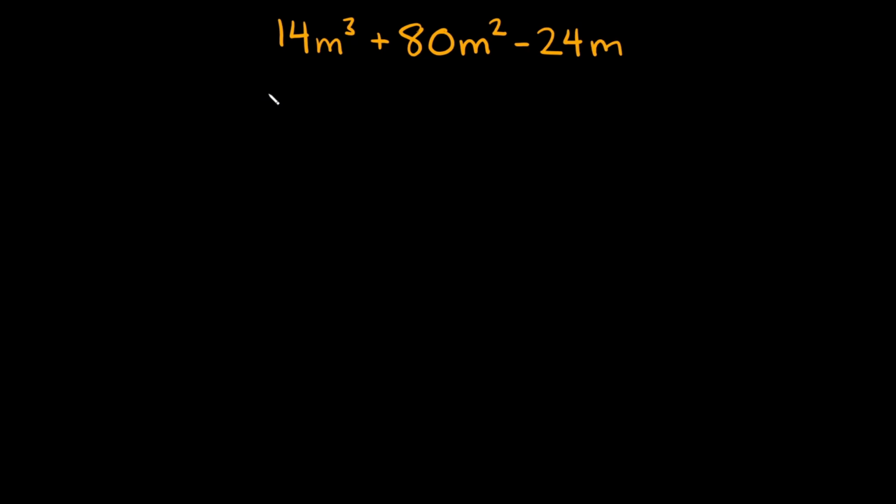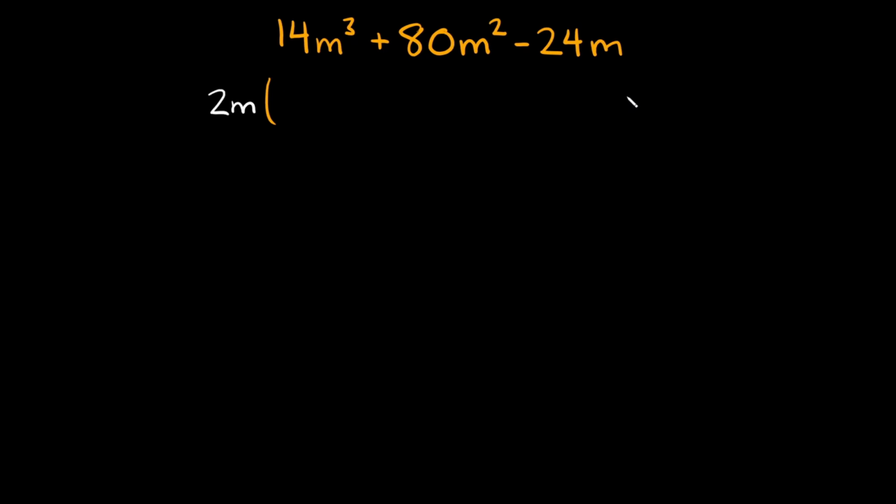Okay, so here's the last problem. 14m cubed plus 80m squared minus 24m. All right, one thing I forgot to mention on the other problems is the first thing you always want to do is see if there's something you can factor out of each of these terms right here, okay? That's the first thing you want to do. And in this case, there is, okay? And that would be a 2m, okay? Each of these terms right here are divisible by 2m. So that means we can pull out a 2m, okay?